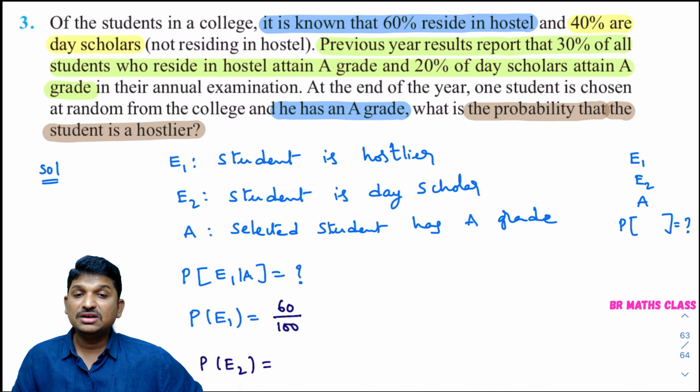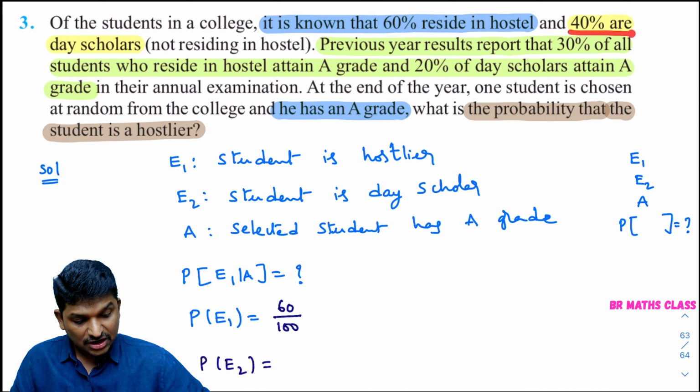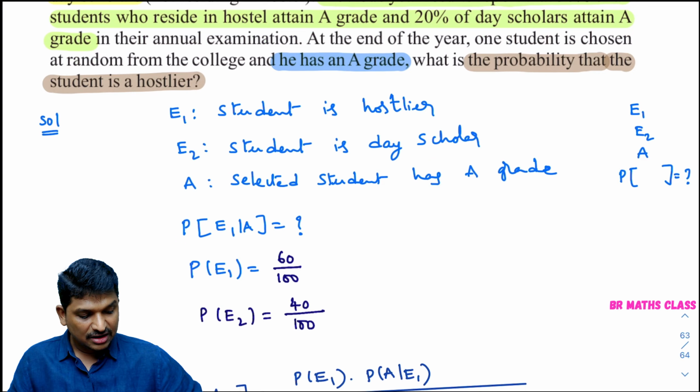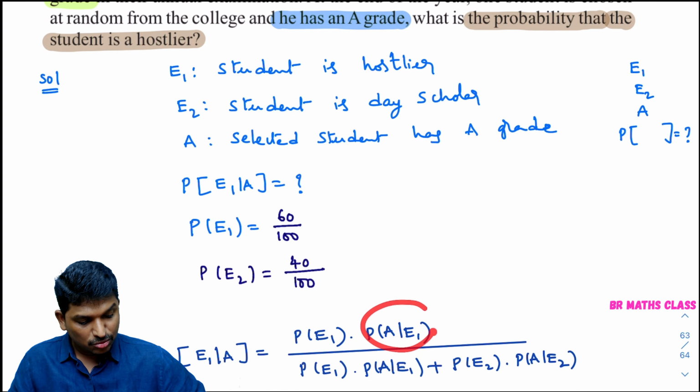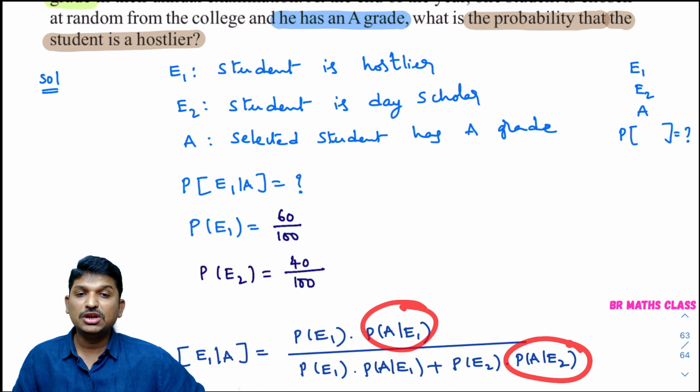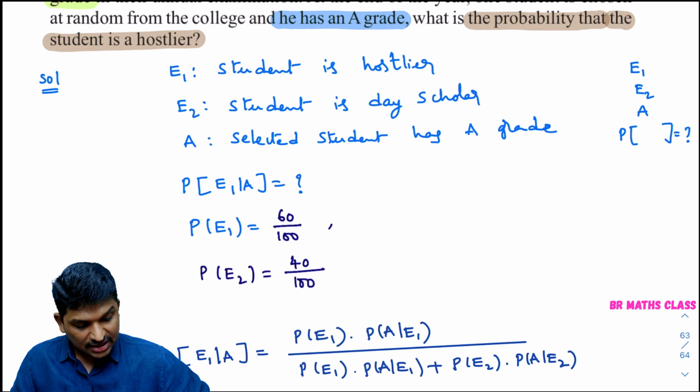What is the probability that the selected student is a day scholar? How many day scholar students are there here? 40% day scholar students are there. So what will you write here? 40 divided by 100. Now, in the formula you see we need probability of A by E1, and we need probability of A by E2. Okay, I need probability of A by E1.